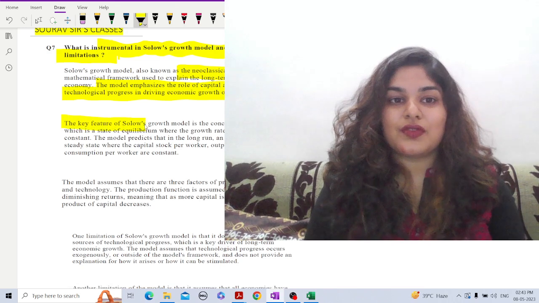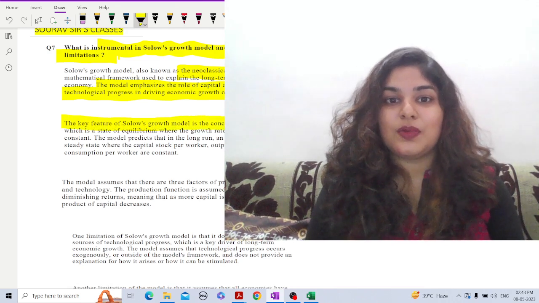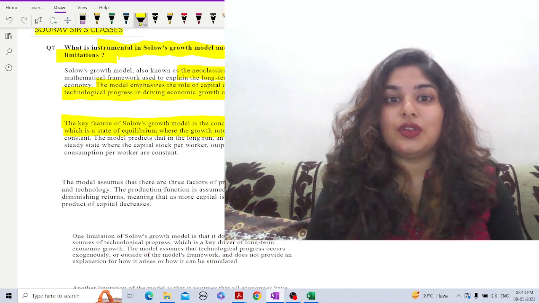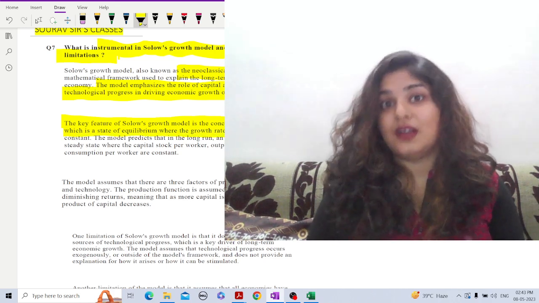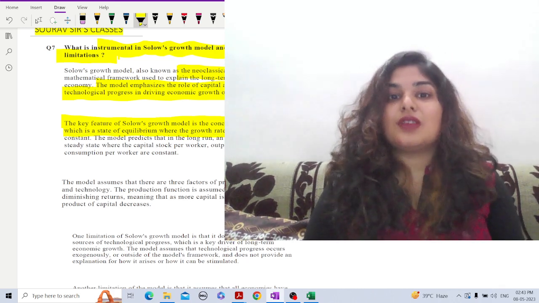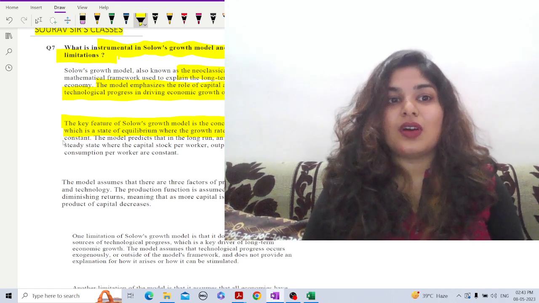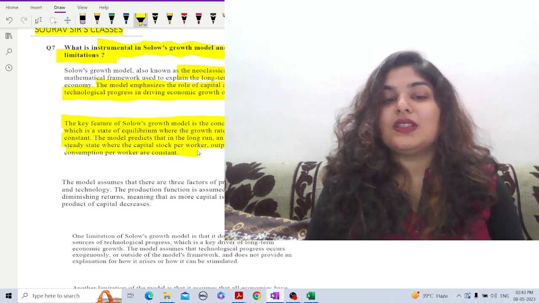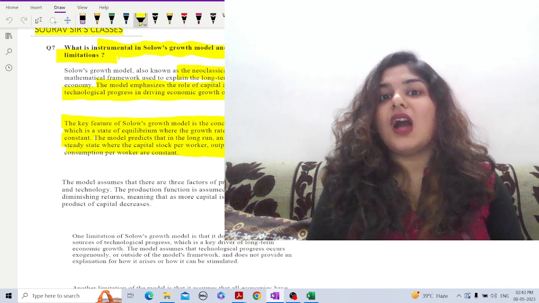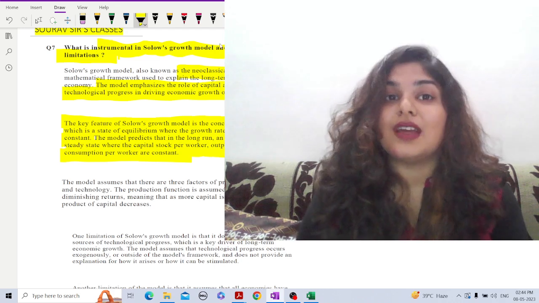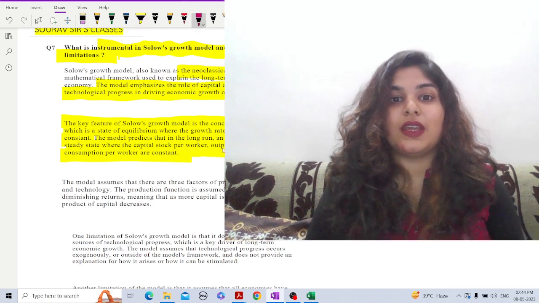The key feature of the Solow growth model is the concept of steady state, which is a state of equilibrium where the growth rate of output per capita, that is small y, is constant. The model predicts that in the long run, an economy will reach a steady state where the capital stock per worker, output per worker, and consumption per worker are constant. This is one important implication.